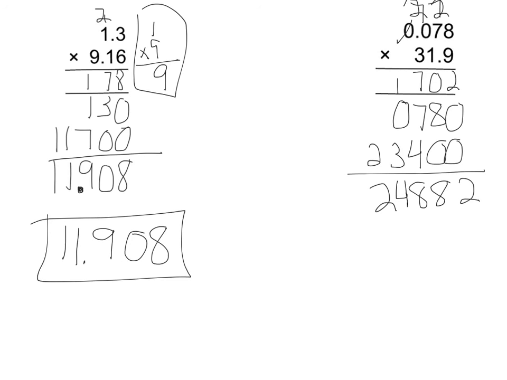Once again, you have to count how many are behind the decimal. I have 1, 2, 3, 4 numbers behind the decimal, so I need 4 in this problem. So the answer for this one would be 2 and 4,882 10,000ths.